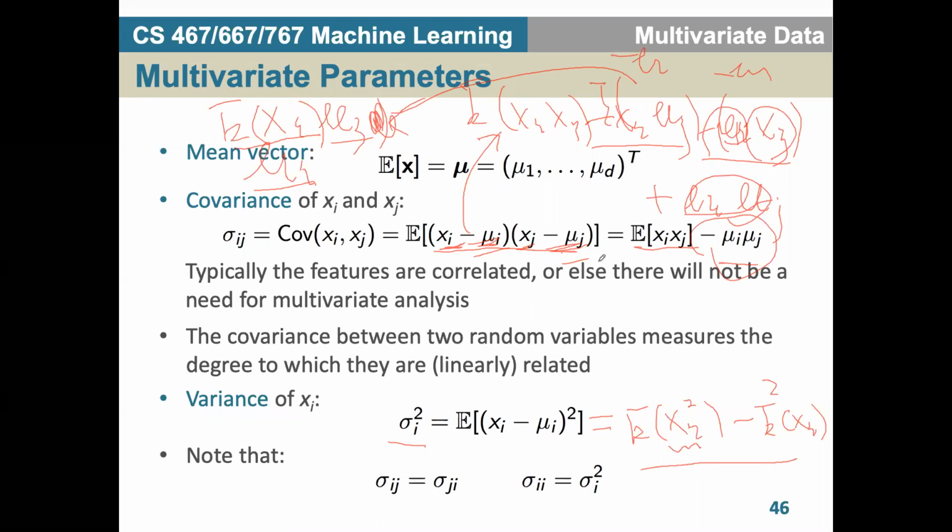And usually we assume this correlation is not exactly 0 for all the features. Because if that is the case, then it becomes naive Bayes, right? You don't need a multivariate analysis. Everything is independent, so that's a simple case. We will see that in later analysis.